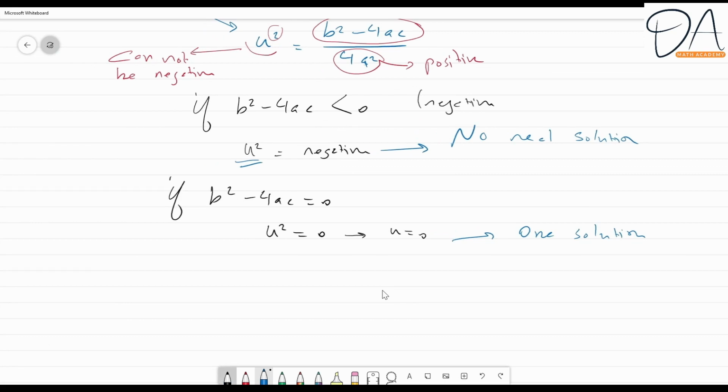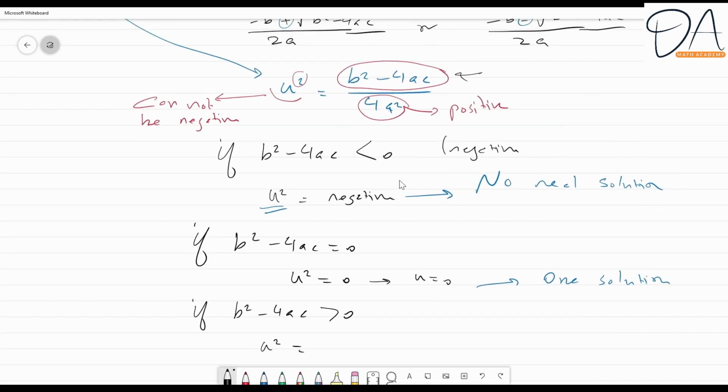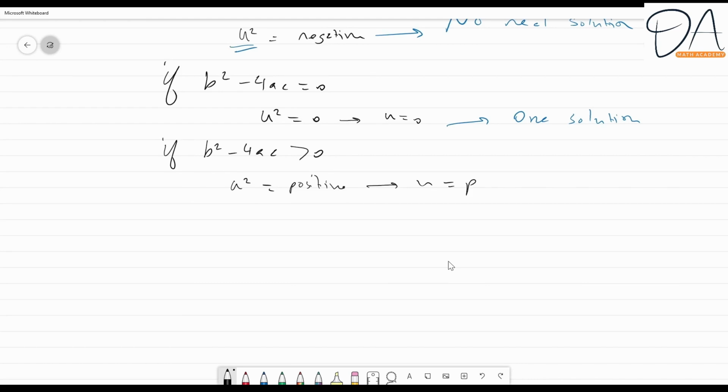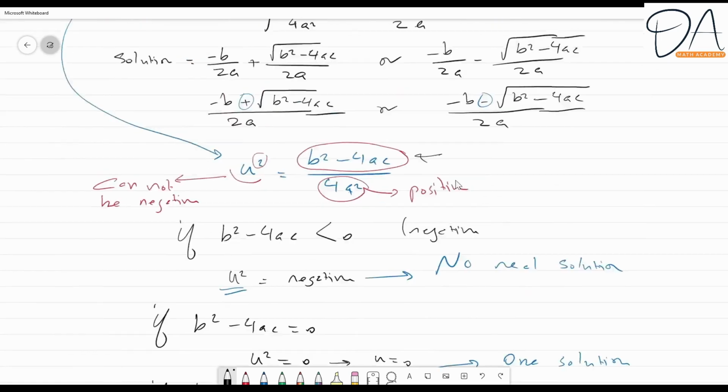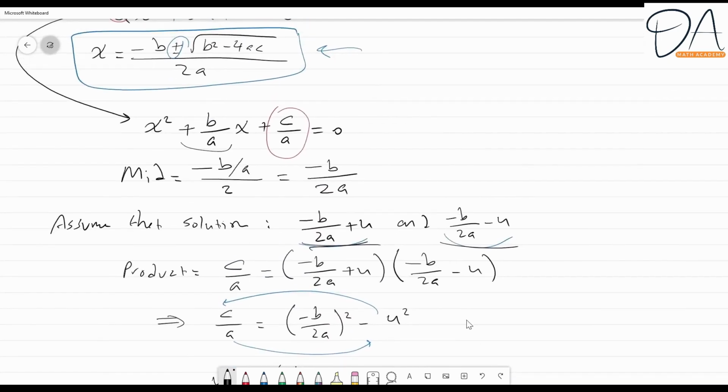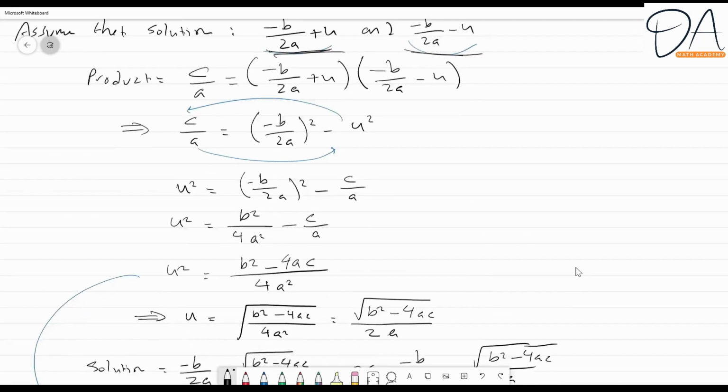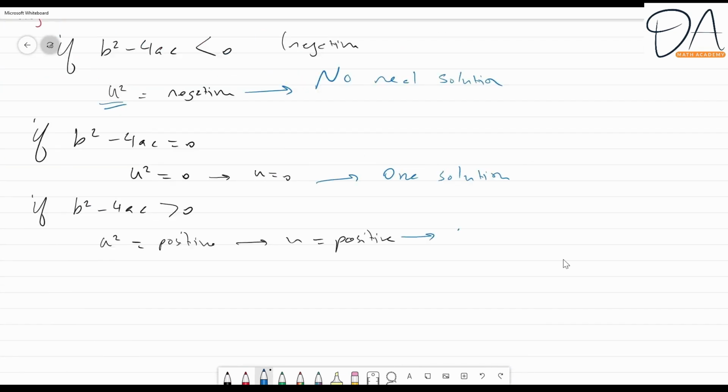And then finally, of course, if this is positive, what we'll have is that u squared is positive divided by a positive number. This will be some positive value, and in other words, u will also be a positive number itself. And this will lead to two solutions. Again, from here, you can see that I'm adding a positive number to this and subtracting a positive number. So this will give us two different solutions.